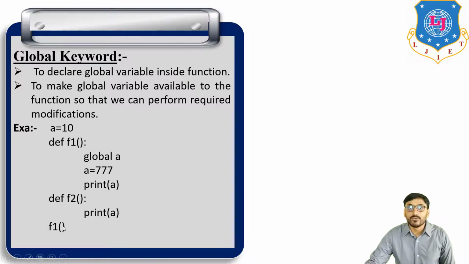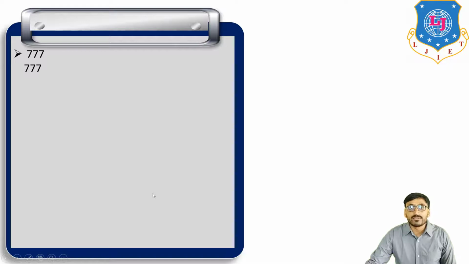Now if we call functions f1 and f2, then we get the output for f1 as 777 for print a here, and here also 777, because this 777 is the global variable after modification. We get the output 777 and 777.